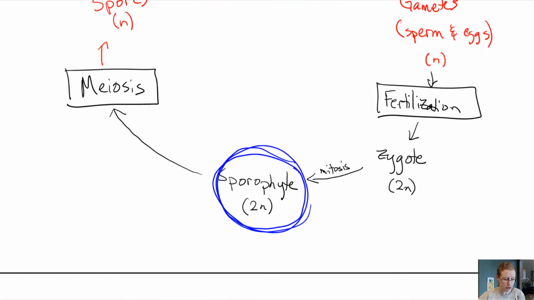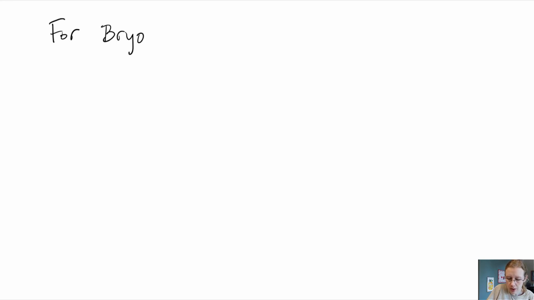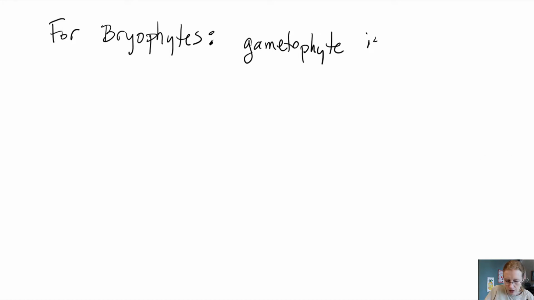Let's come back to the bryophytes for just a minute. Let's see how this applies for them. When you look at a bryophyte, think of moss. When we look at the moss plant, the short little green moss plant, the main plant body that we're looking at, that is the gametophyte form. The gametophyte is the larger, more obvious plant.